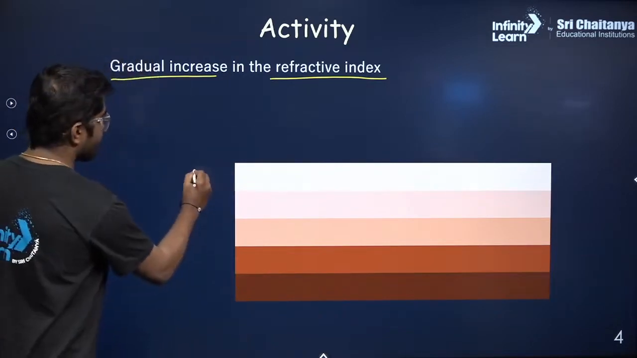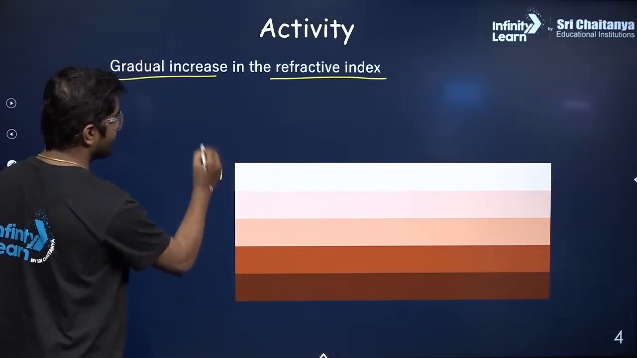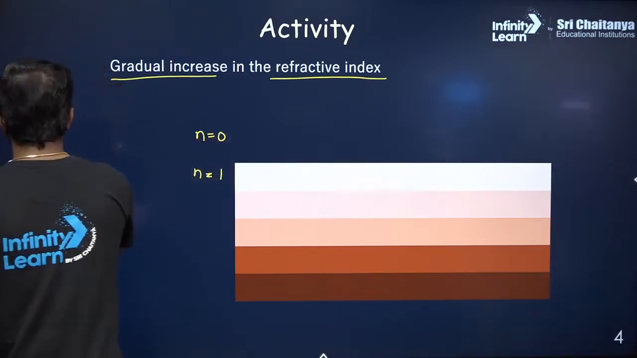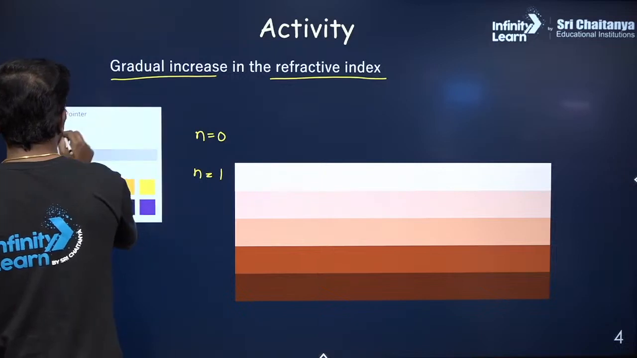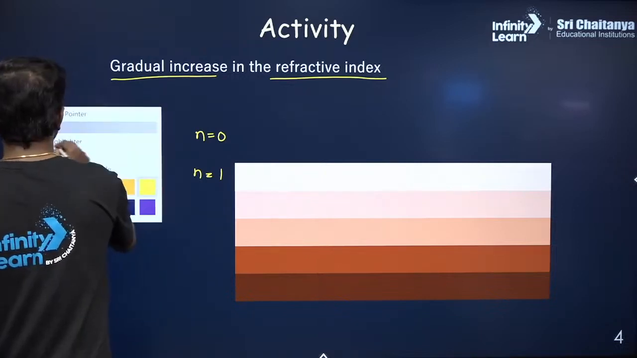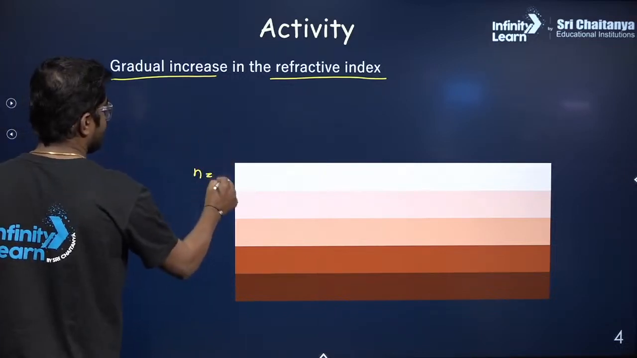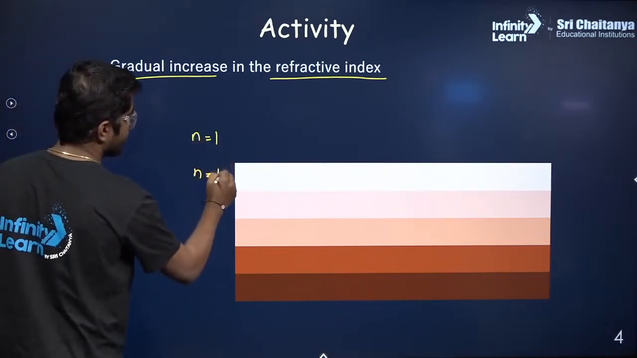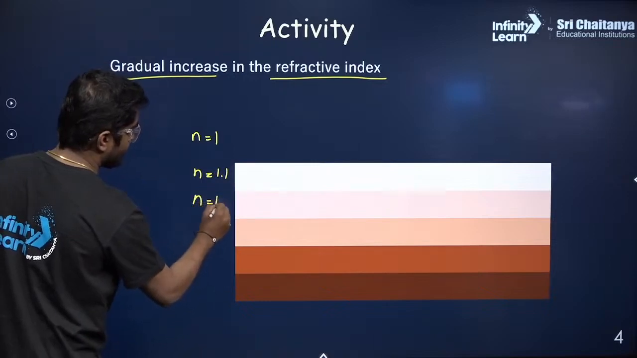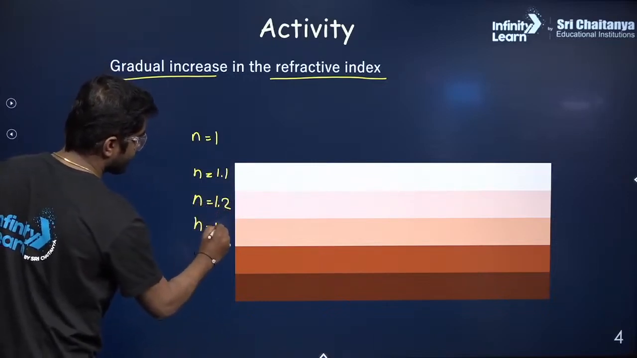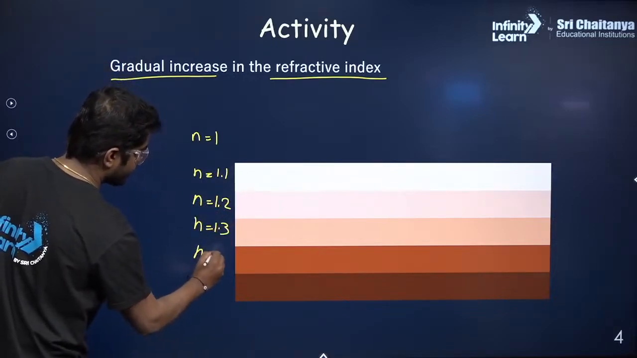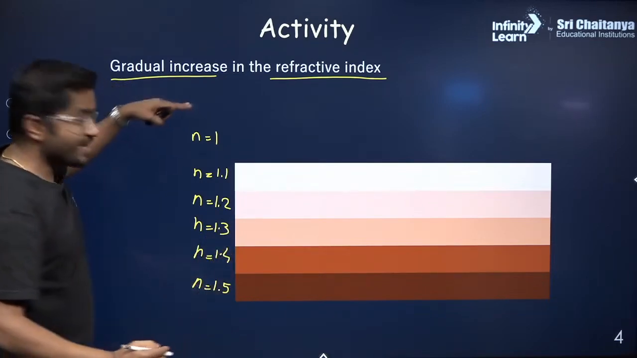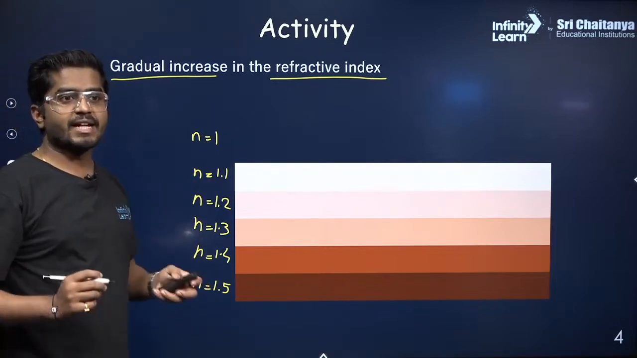Let's suppose the refractive index here is 1. Refractive index here is, let's say, 0. It is not possible, but I'm just giving you, or else maybe we'll use some better numbers. So let's say refractive index for the top layer is 1. Here it is 1.1. Then refractive index is 1.2. Refractive index here is 1.3. Refractive index here is 1.4 and 1.5. So there is a gradual increase in the refractive index, correct?